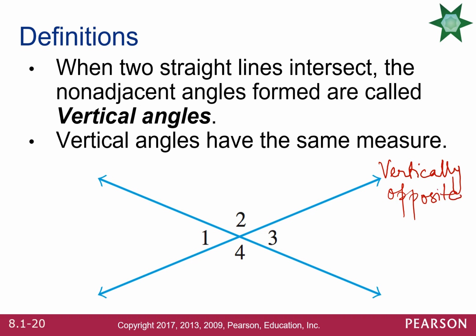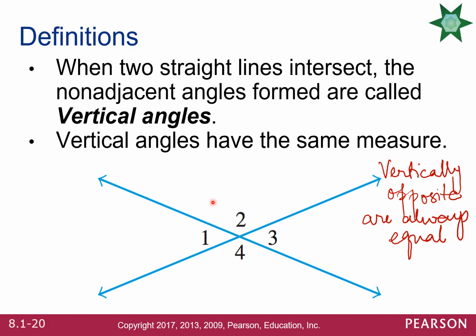And vertically opposite angles are always equal to each other. So the measure of angle 1 will be the same as the measure of angle 3. If you know the measure of angle 1, let's say it's 30 degrees, then even if they don't give us the value of angle 3, we will know immediately it will also be 30 degrees just by virtue of it being vertically opposite to angle 1. Same thing for angles 2 and 4.